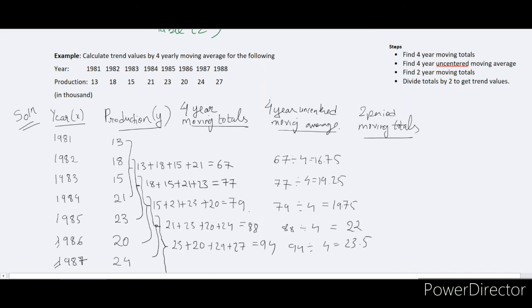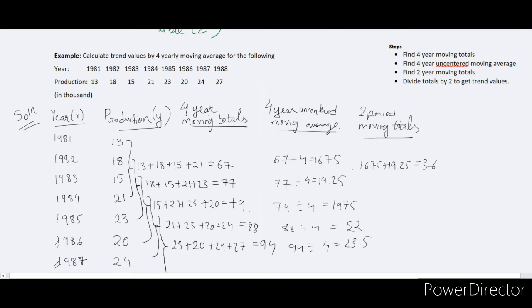So we add this and this, but it is here where we begin to center, where we're able to assign the value to a certain year. If you remember, this is in between 1982-83. This is in between 1983-84. So now the 2-period moving total of 16.75 and 19.25 will lie in between. If we add these two up, we get 36.